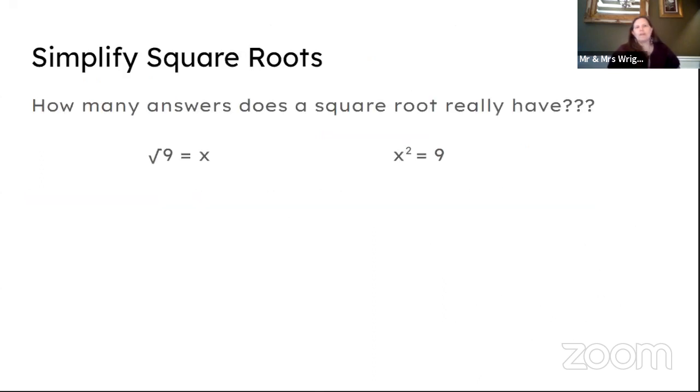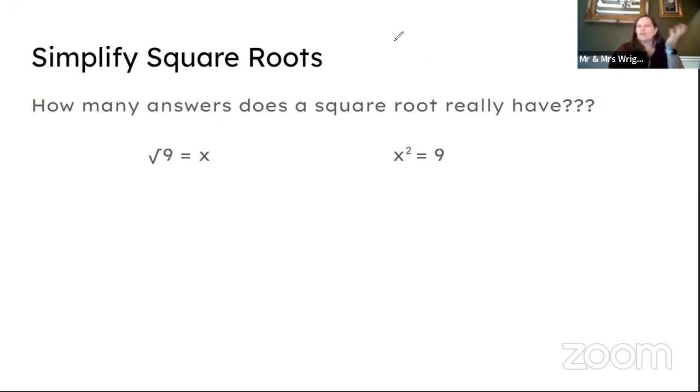All right. So how many answers does a square root really have? If you're a forward thinker, you like to think ahead, jump ahead of the teacher. I've always had students that like to jump ahead and ask me questions. I'm like, wait, I'm about to get there, I promise. So how many answers does a square root really have?